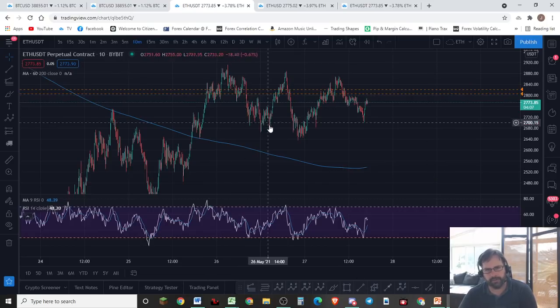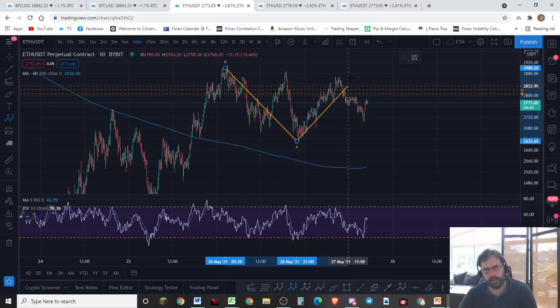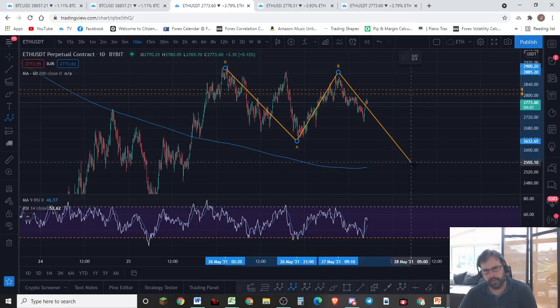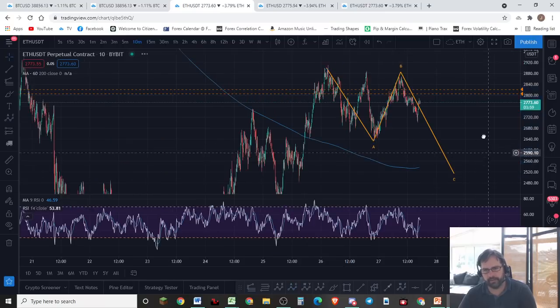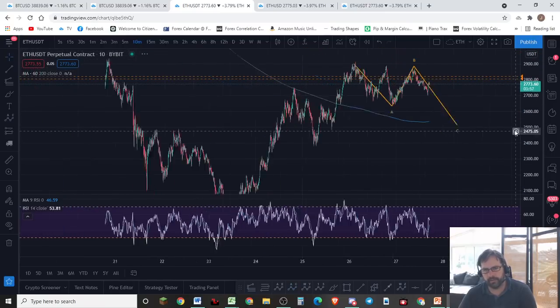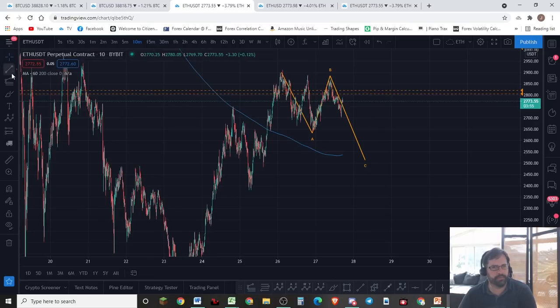Looking for some kind of A, B, and then C. Something like that. Let me pull the fibs, see what kind of targets we would get.